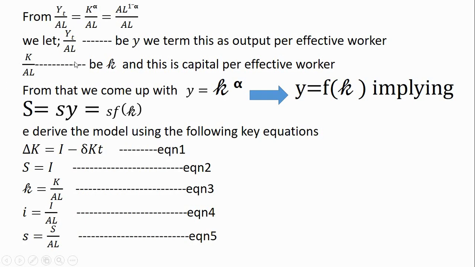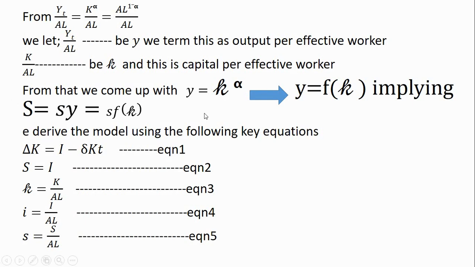So our production function now becomes small y is equal to kappa power alpha. Remember, this small y is Yt over AL. The kappa is K over AL. So this is our new production function. It is the same as the beginning one, but the difference is this is in per effective worker terms after dividing by AL.